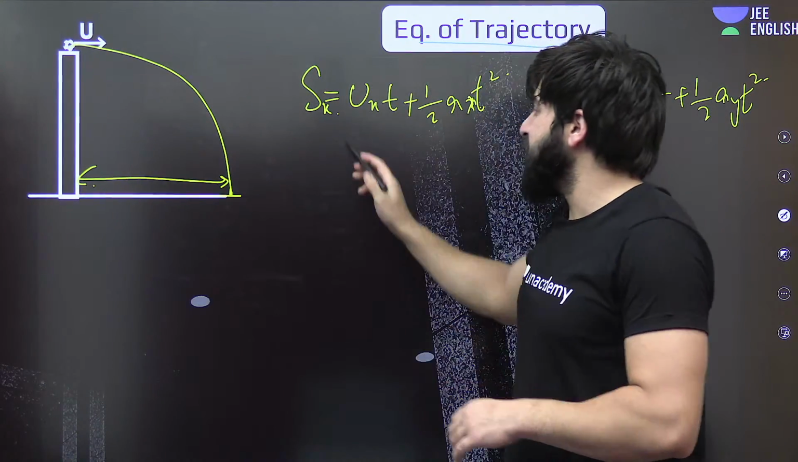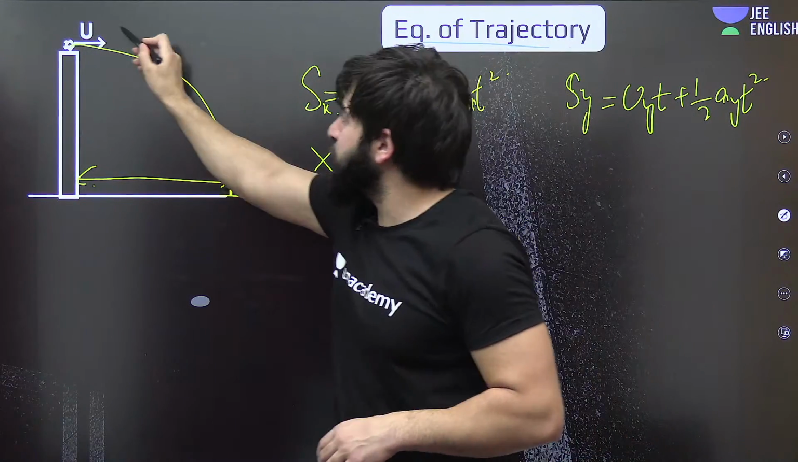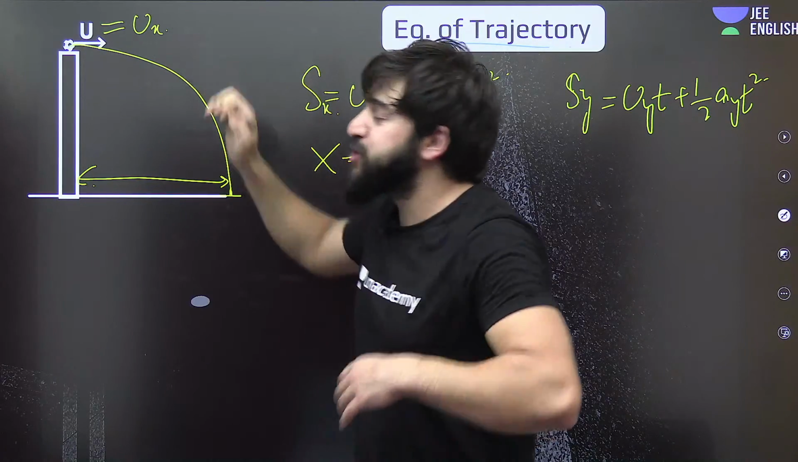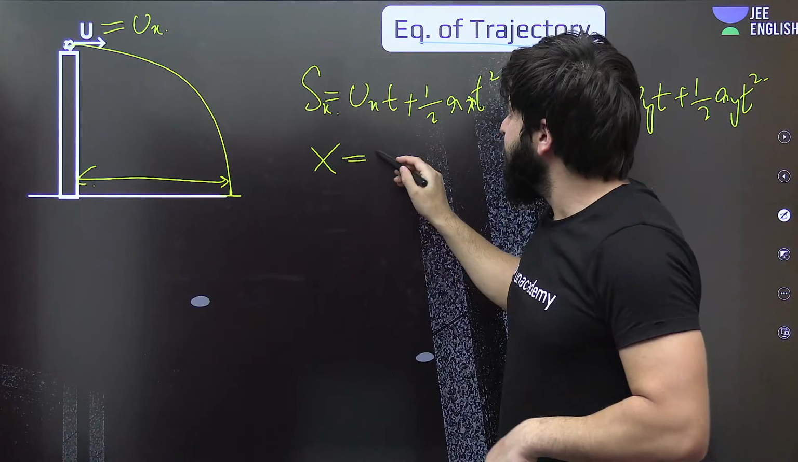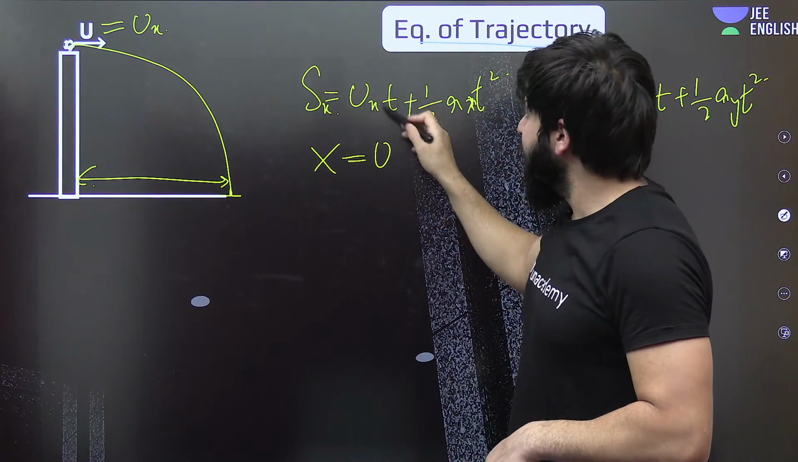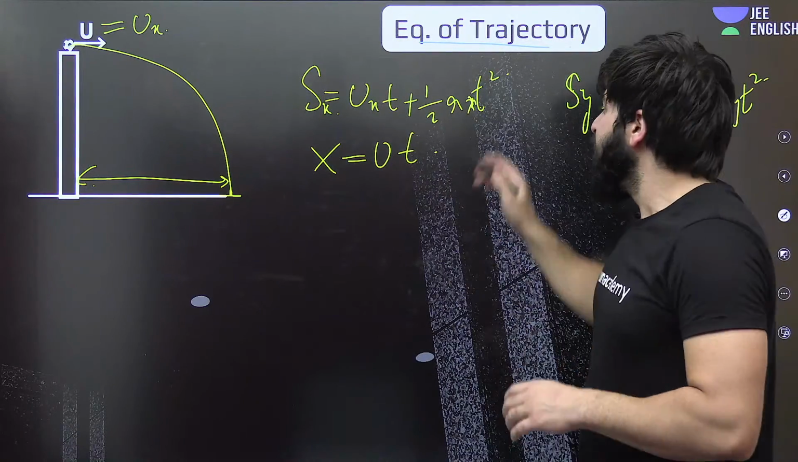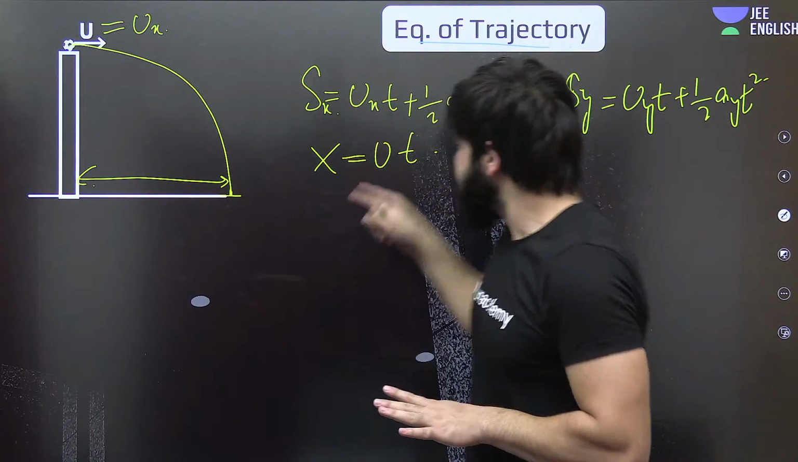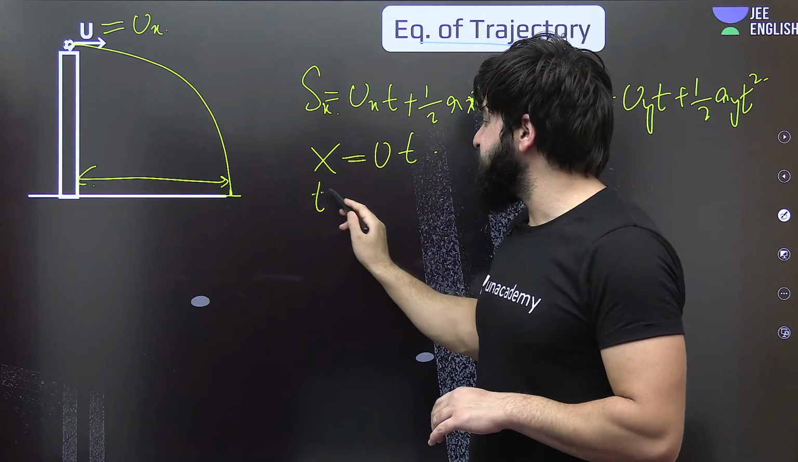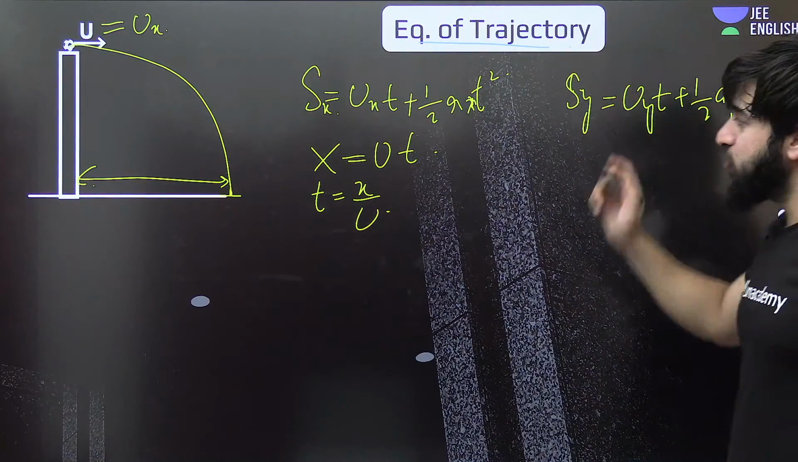So in this case, can you tell me this x? You will simply say this x is nothing but velocity in x direction times time. You are launching this horizontally, so velocity in y direction initially will be 0. So ux is u only, and the time it is taking is t. Can I say it like that? Definitely. Now you will say this term will be 0, yes, definitely, because acceleration in x direction is 0. So from here, can I say t is equal to x by u exactly? Yes.